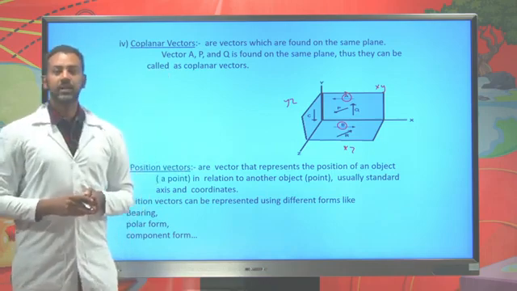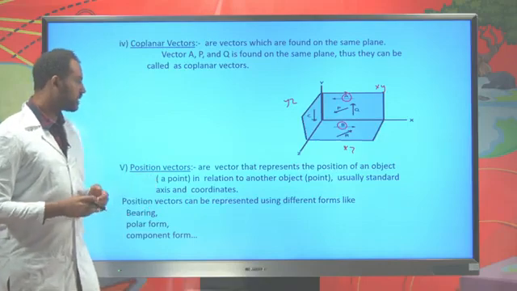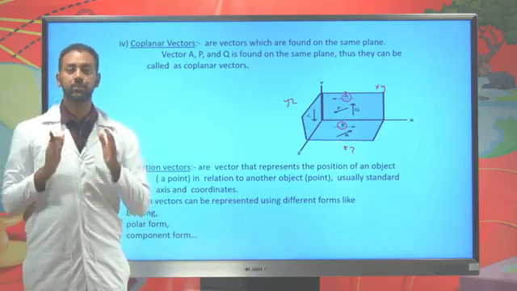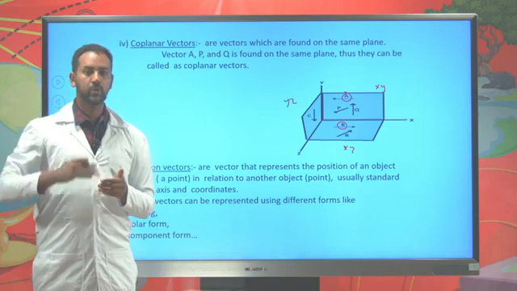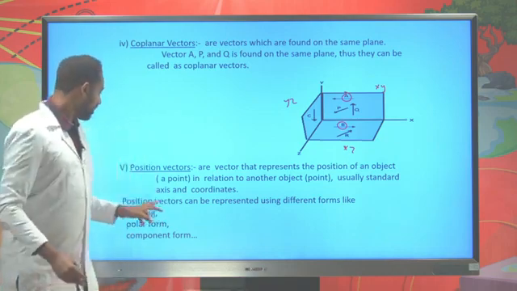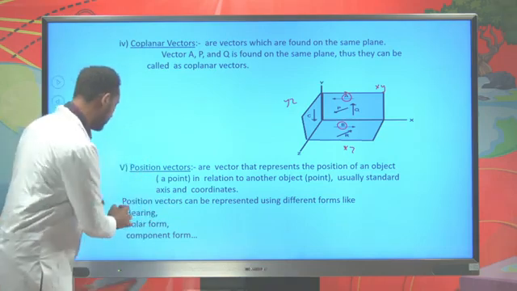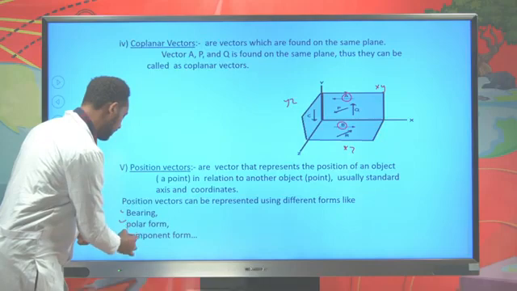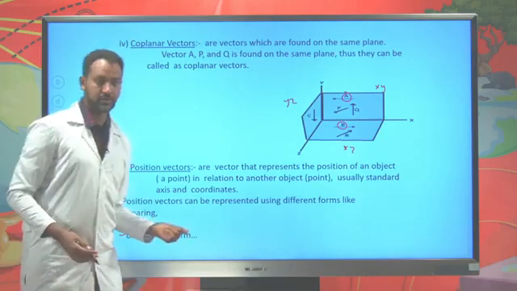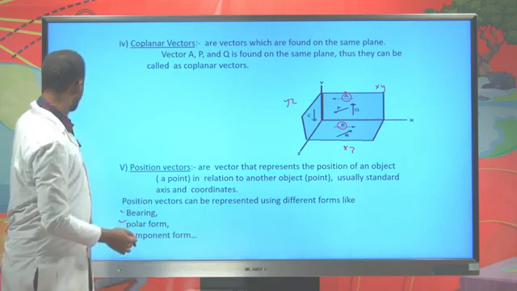The other important vector is the position vector, and it's the most common vector. Position vectors are vectors which are used to represent the position of something with respect to a well-known object or a well-known point. Therefore, it's possible to represent position vectors using bearing, polar, and component forms. These are different techniques of representing position vectors.